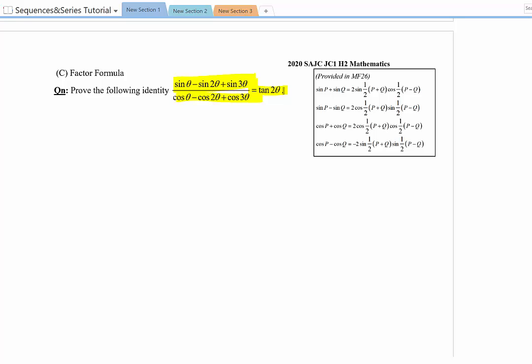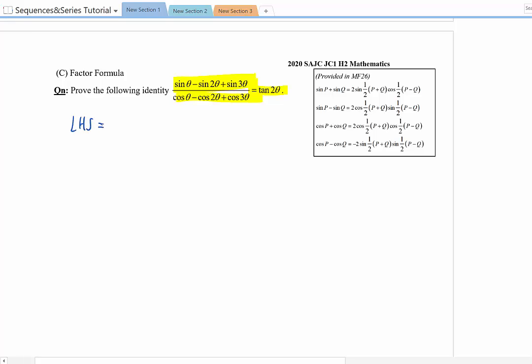Would we want to prove from the left-hand side to the right-hand side, or from the right-hand side to the left-hand side? Well, typically we like to prove from the side which is more complex. This is because it would be easier for us to simplify. So in this case, let's start from the left-hand side.